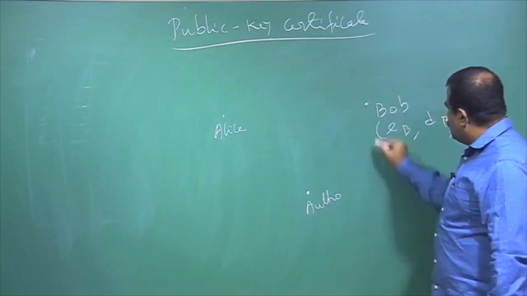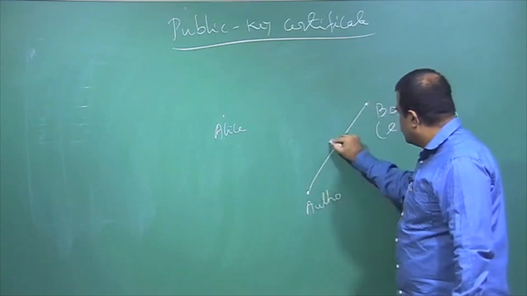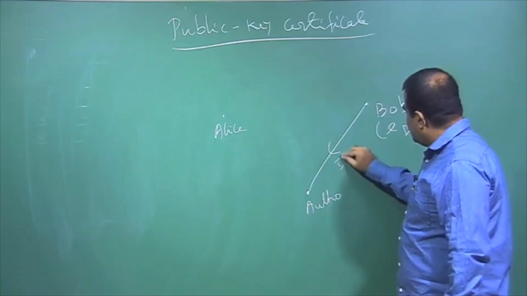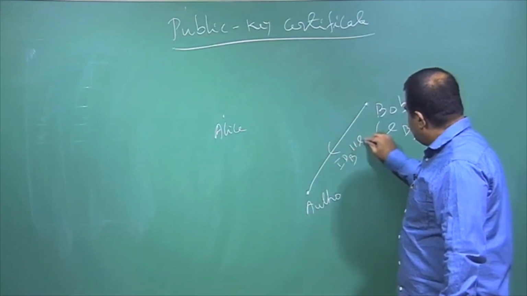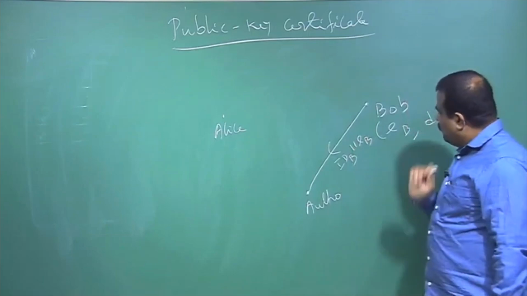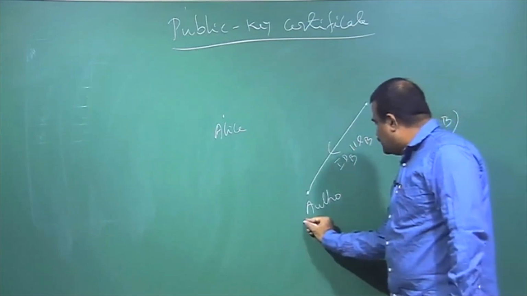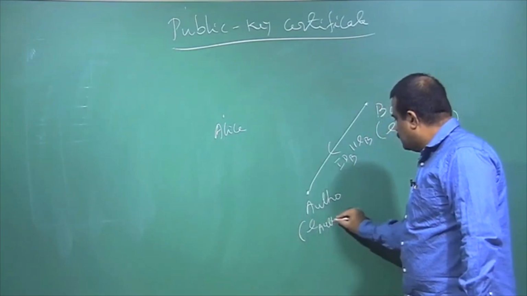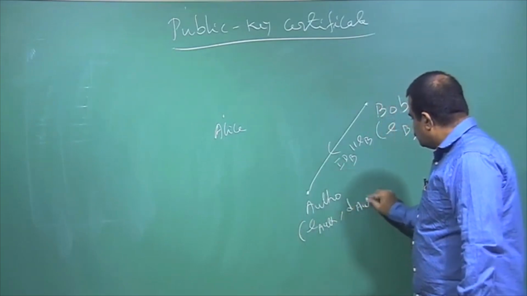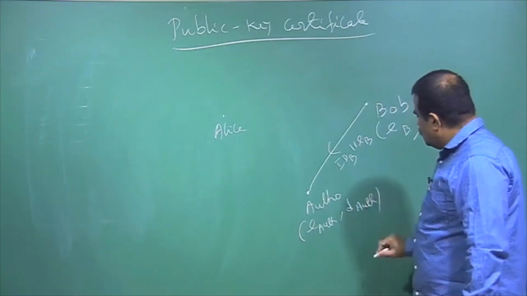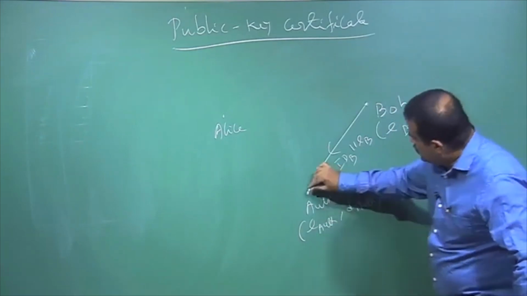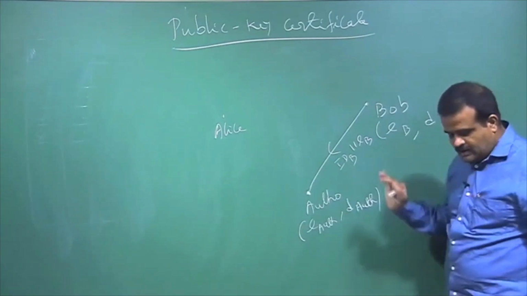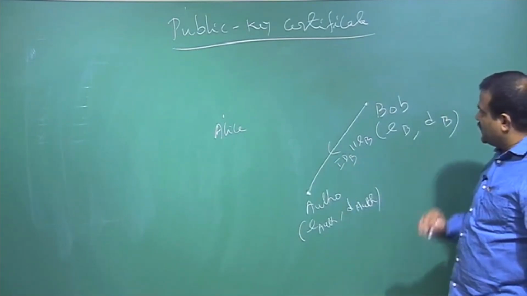So, what can Bob do? Bob can send the ID of Bob along with the public key of Bob to get the certificate. Now, the authority has its own public key, private key pair, E of auth, D of auth. So this is the authority's public key, private key pair. Now Bob has to get his public key certificate.